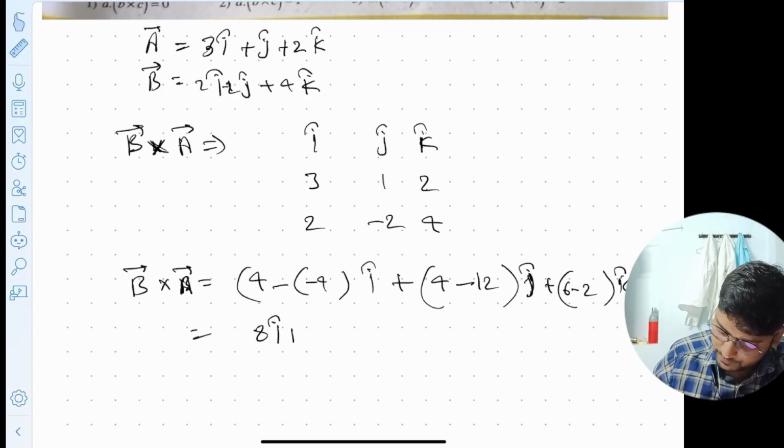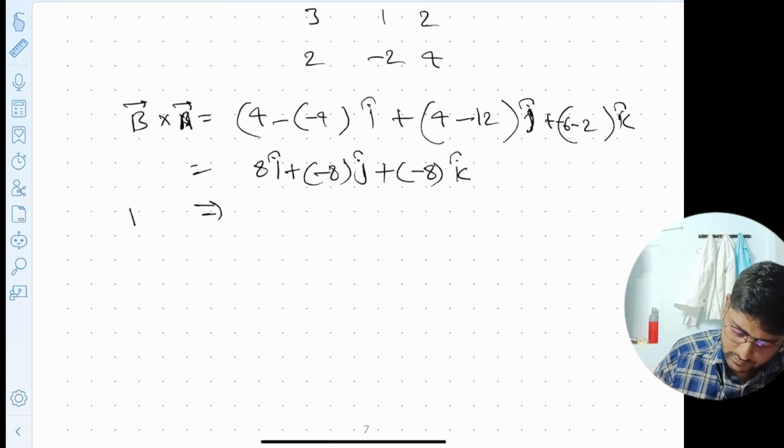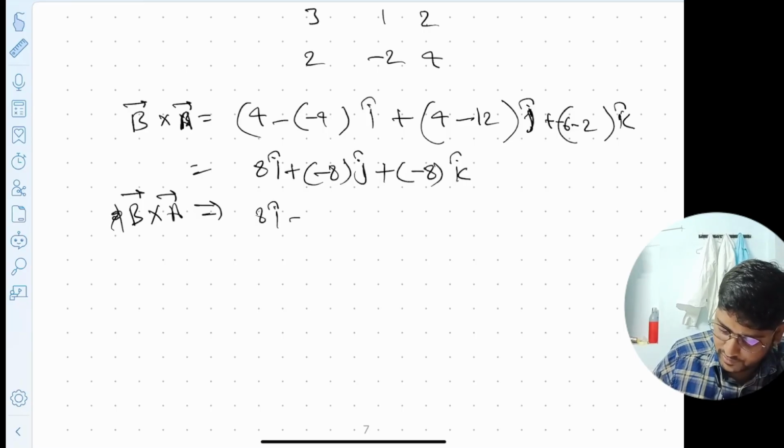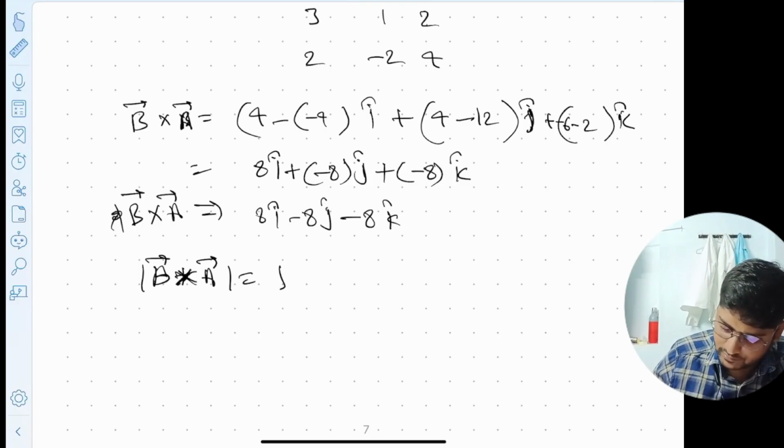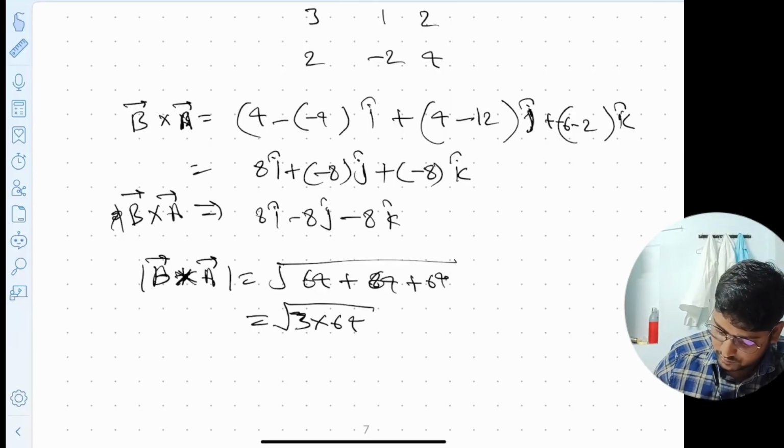It will be 8 i cap plus minus of 8 j cap, plus minus 6 is there, so it will be minus 8 k cap. This is our vector B cross A. So it will be 8 i cap minus 8 j cap minus 8 k cap. If I do the magnitude of vector B cross A, then it will be 64 plus 64 plus 64, so it will be 3 times 64. 64 comes out, it will come 8 root 3.